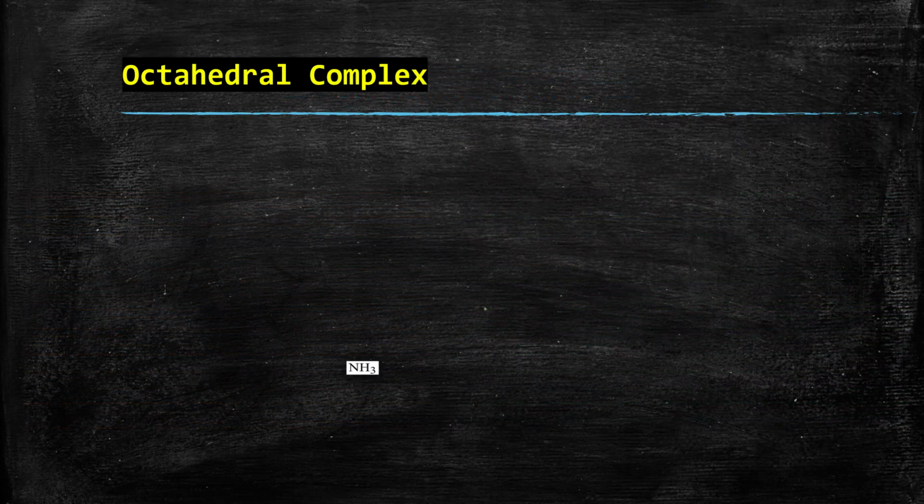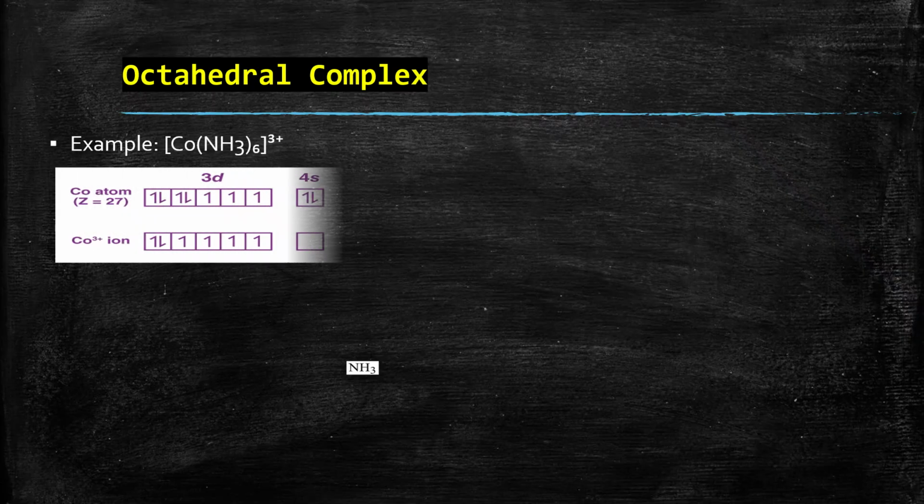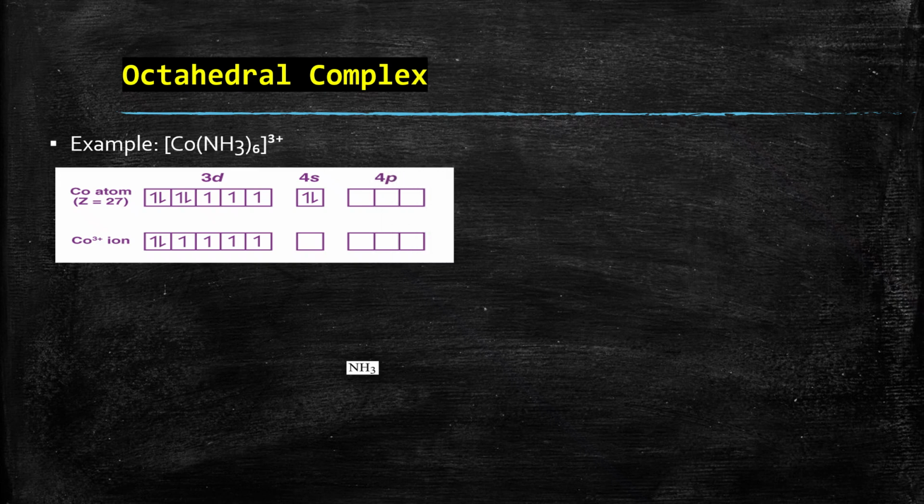Now we'll see how to identify the hybridization and magnetic property of a complex. See the example of an octahedral complex, hexaamine cobalt. First you need to identify the metal ion, which is cobalt, and its atomic number is 27. Then write the electronic configuration of cobalt, that is 3d7 4s2 4p0. Then write the oxidation state. Cobalt oxidation state is +3, meaning it loses 3 electrons. Then again write the electronic configuration, that is 3d6 4s0 4p0.